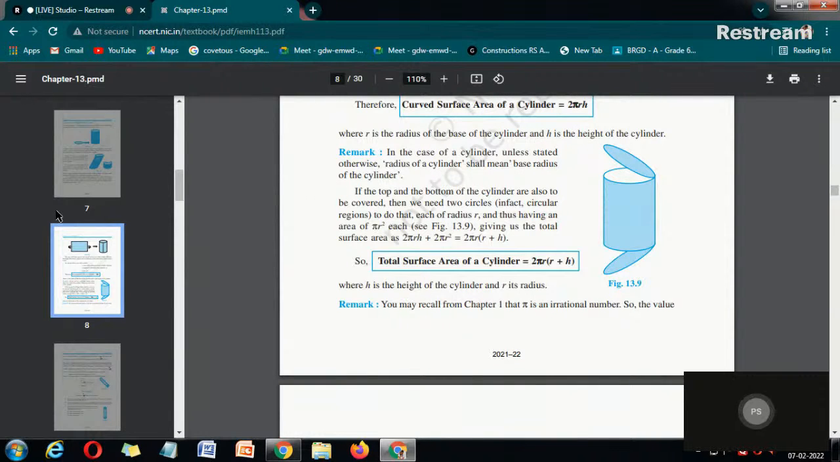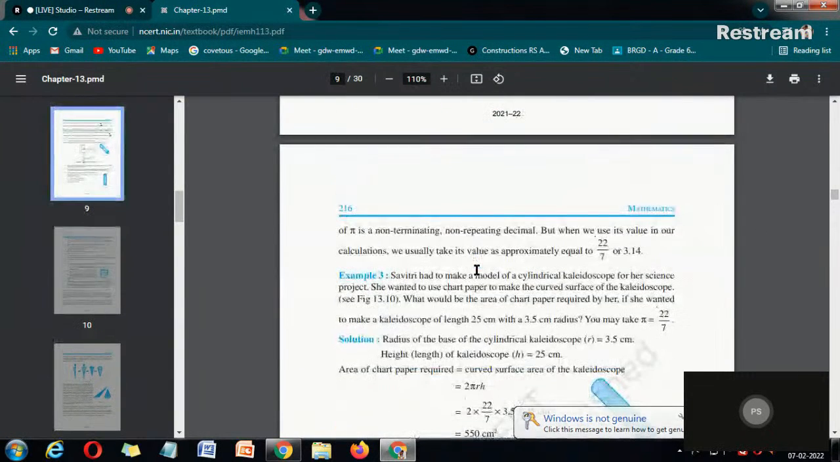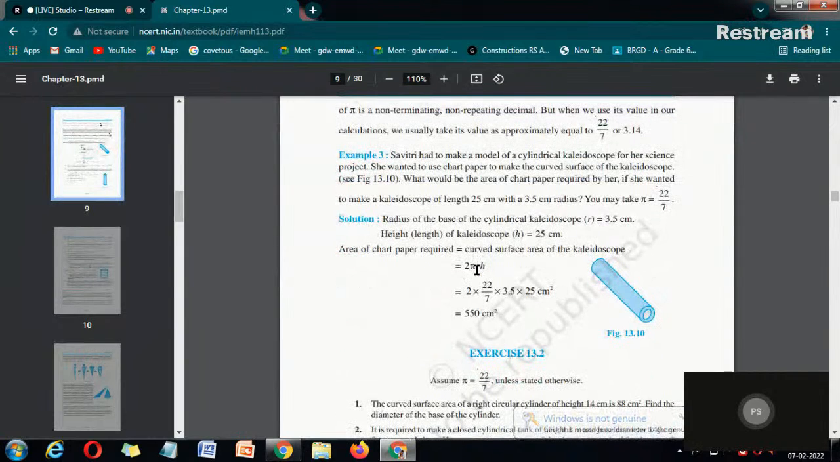You may recall from chapter 1 that pi is an irrational number. So the value of pi is a non-terminating, non-repeating decimal. But when we use its value in our calculations, we usually take its value as approximately 22 by 7 or 3.14. Clear? So what have we learned: the curved surface area of a cylinder is 2 pi r h, and a right circular cylinder is different from the normal cylinders. Fine. And the total surface area of a cylinder is 2 pi r into r plus h. Let's go with our example 3. What does our example 3 say?